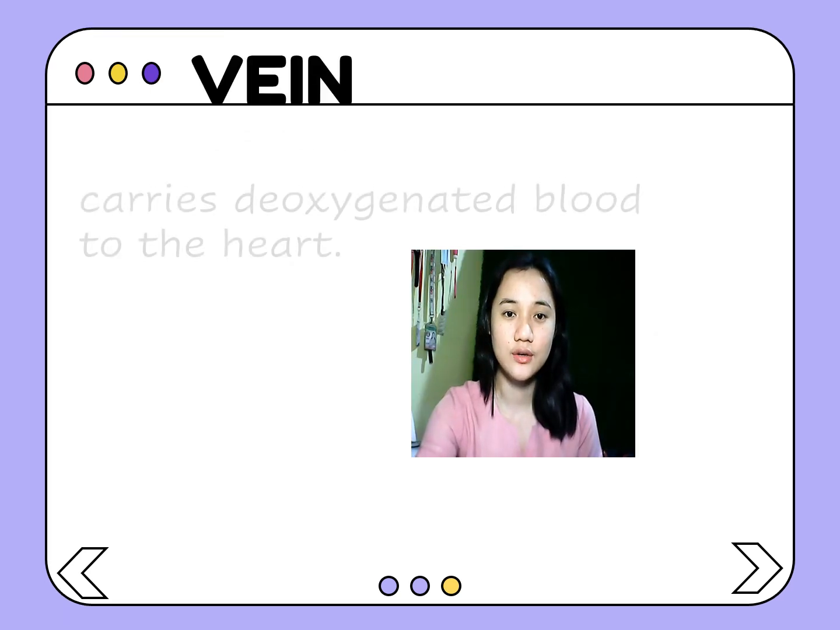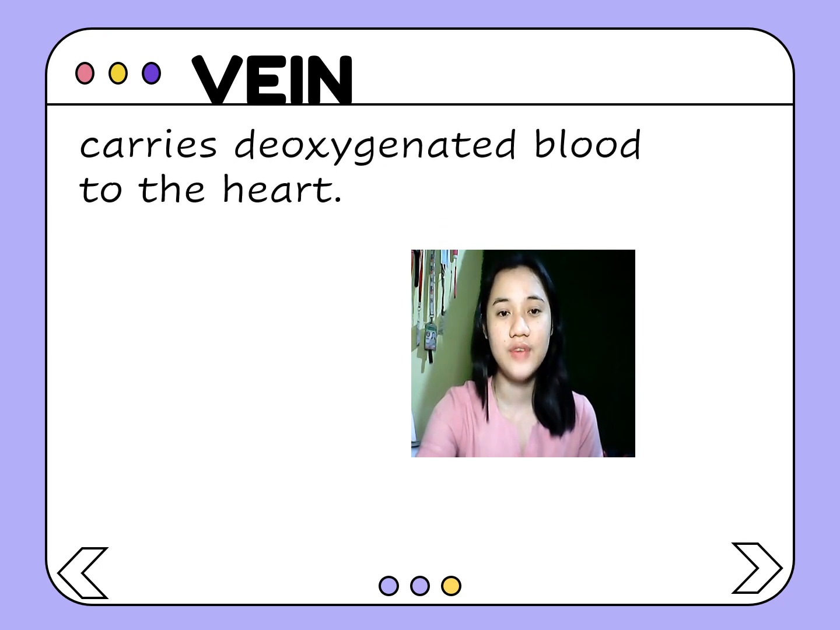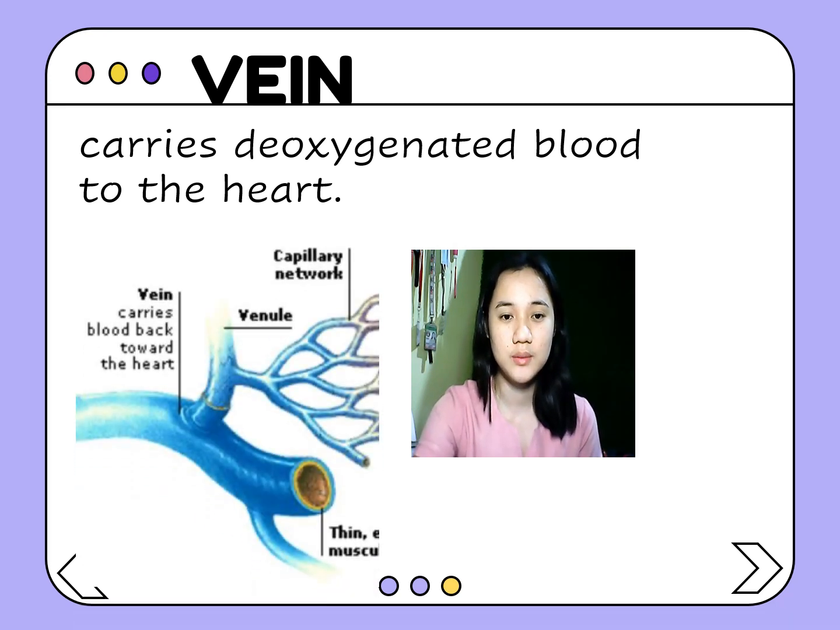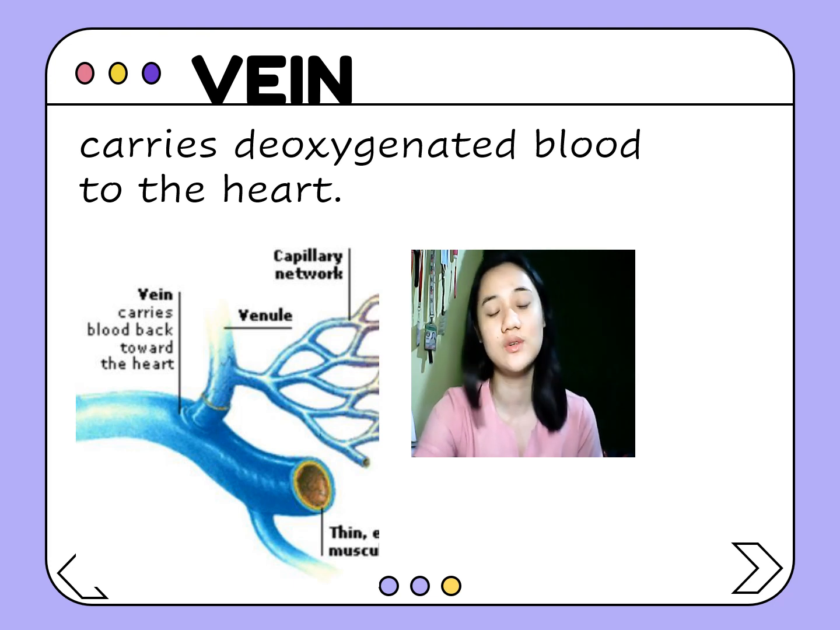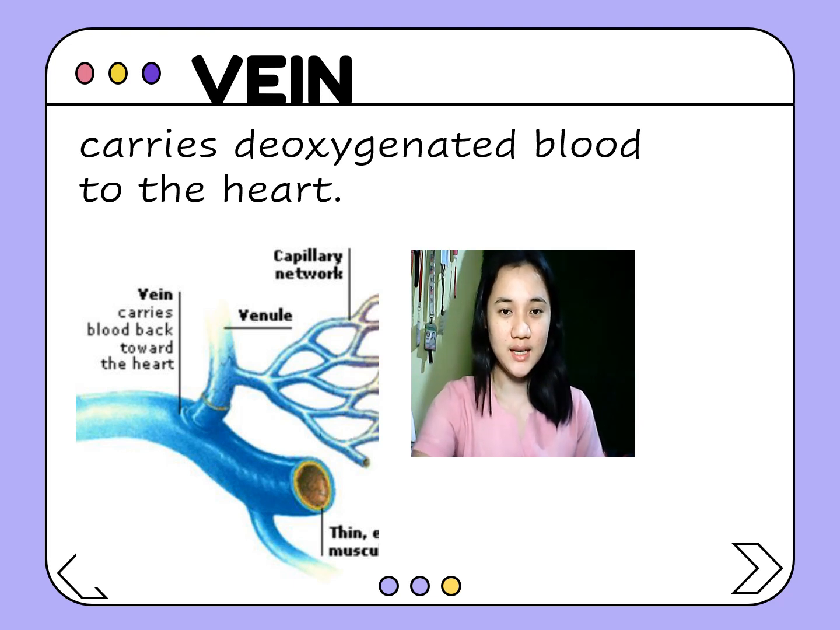Next is the vein. Vein carries deoxygenated blood to the heart. When we describe its size, it is medium-sized, not too big and not too small. And it carries deoxygenated blood. When you say deoxygenated blood, it means blood without oxygen. So that is the vein.